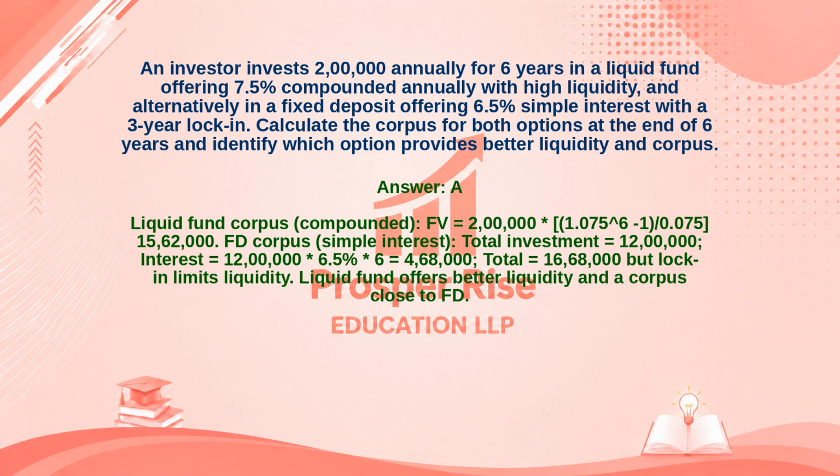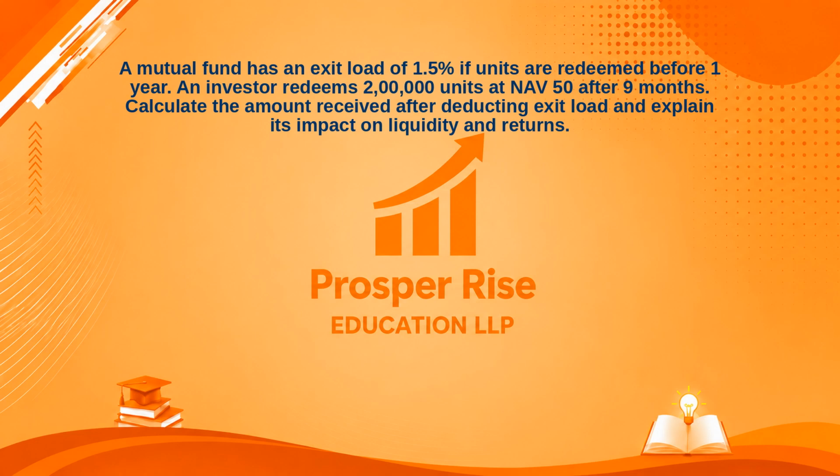Liquid fund offers better liquidity and a corpus close to FD. A mutual fund has an exit load of 1.5% if units are redeemed before 1 year. An investor redeems 2 lakh units at NAV 50 after 9 months. Calculate the amount received after deducting exit load and explain its impact on liquidity and returns.